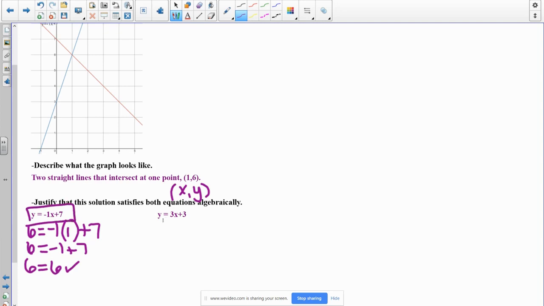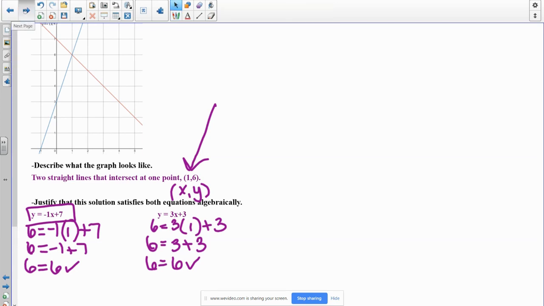The blue line's equation is y equals 3x plus 3. Again, I'm going to put in the solution (1, 6), because the definition of a solution of a system is that it has to satisfy all the equations. I put in 6 for y, and take 3 times 1, inputting 1 for x, plus 3. So 3 times 1 is 3, add 3, which is 6. So 6 equals 6, which is also true. So I can justify, or prove, that the point (1, 6) satisfies both equations, which means it's a solution. So that is one solution.